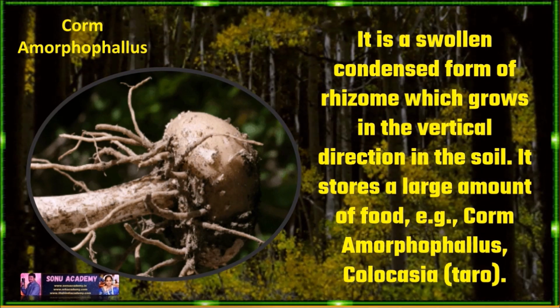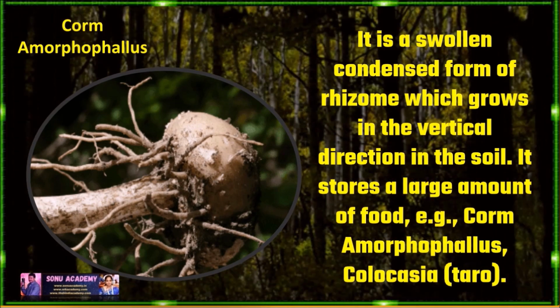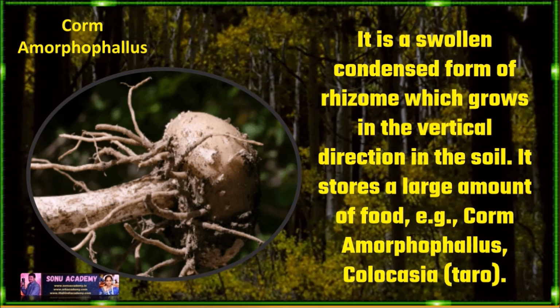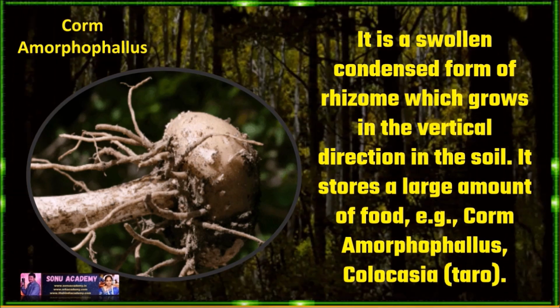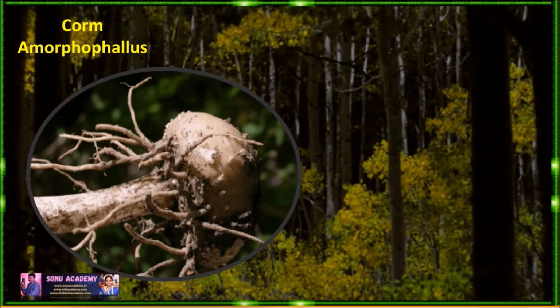Corm. It is a swollen, condensed form of rhizome which grows in the vertical direction in the soil. It stores a large amount of food. Examples: corm, Amorphophallus, Colocasia, etc.